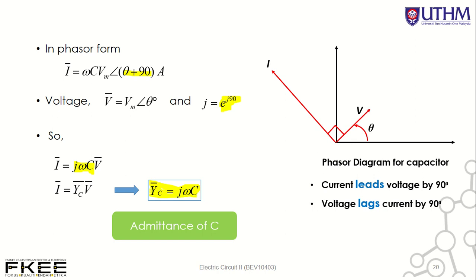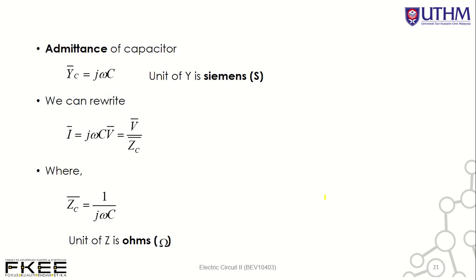So how about the phasor diagram of the capacitor? You can draw the phasor diagram of V and I. You have V angle theta, and then you have I angle theta plus 90. From this phasor diagram, we can say that current leads voltage by 90 degrees. Or in other words, voltage lags current by 90 degrees. Okay, clear? So admittance of capacitor, Y_C equals j omega C.